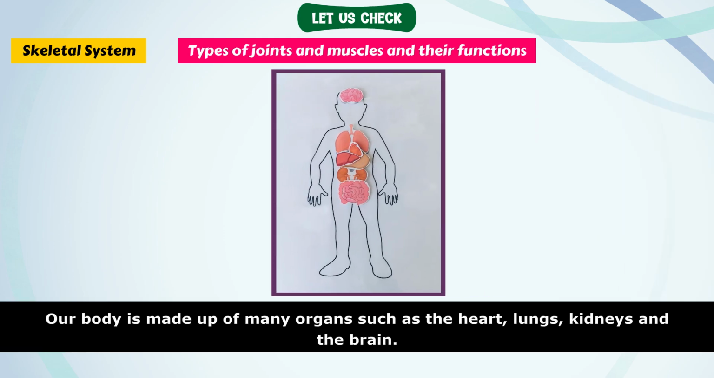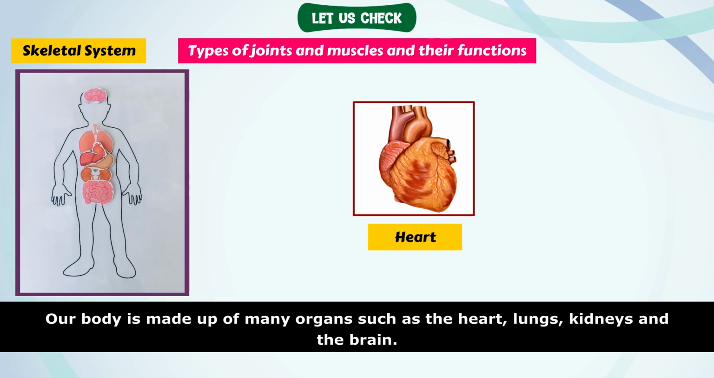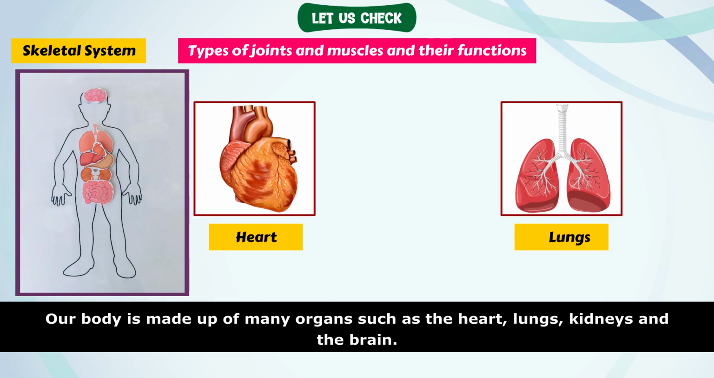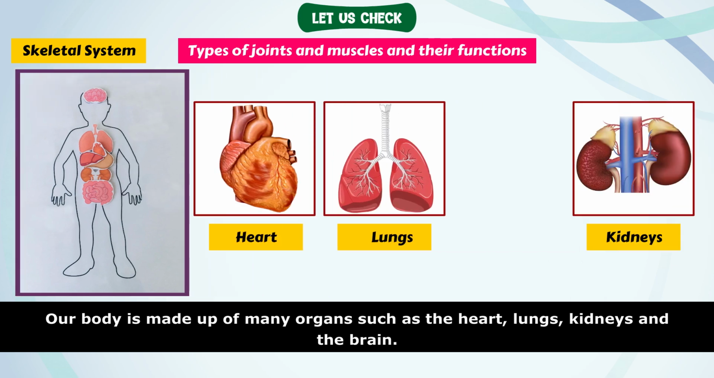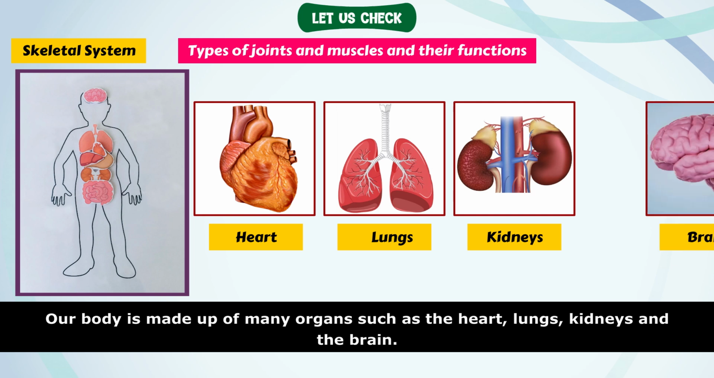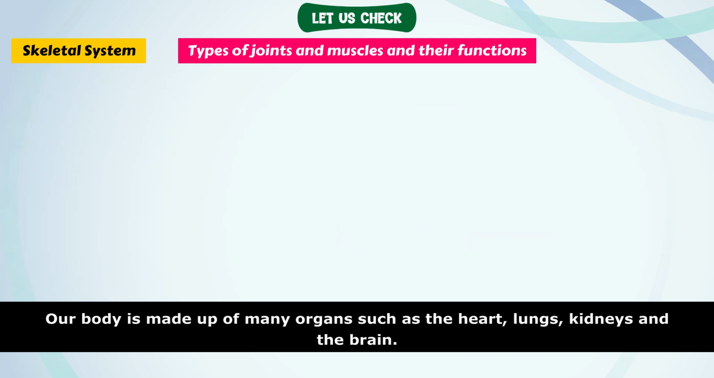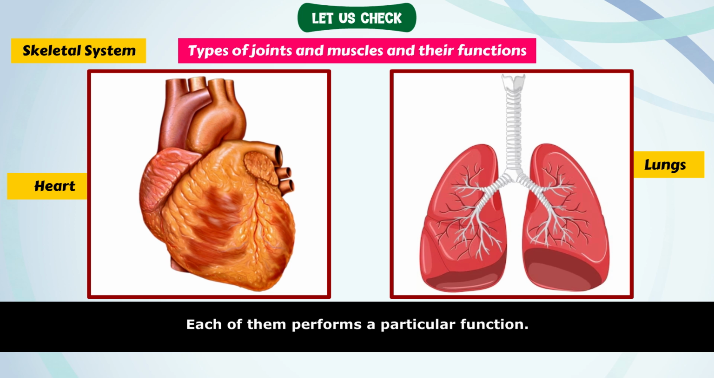Our body is made up of many organs such as the heart, lungs, kidneys, and the brain. Each of them performs a particular function.